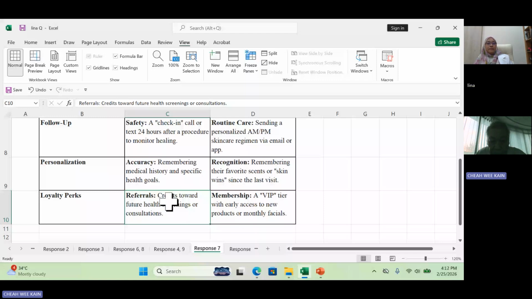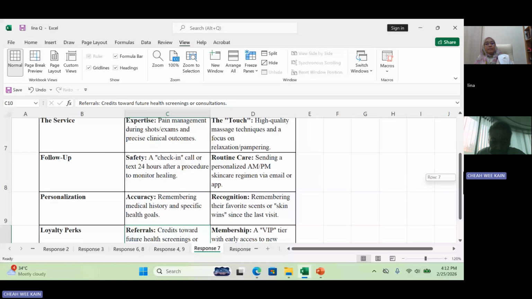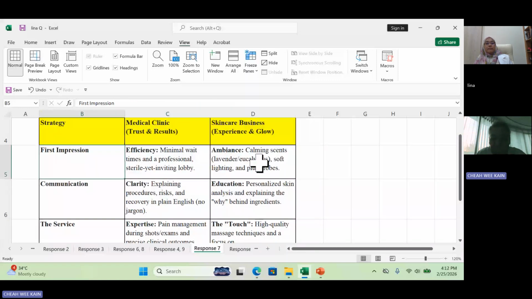Now for skincare, it's a little bit different. For your first impression, it must be ambience. Calming scent, lavender, soft lighting, and plush robes.